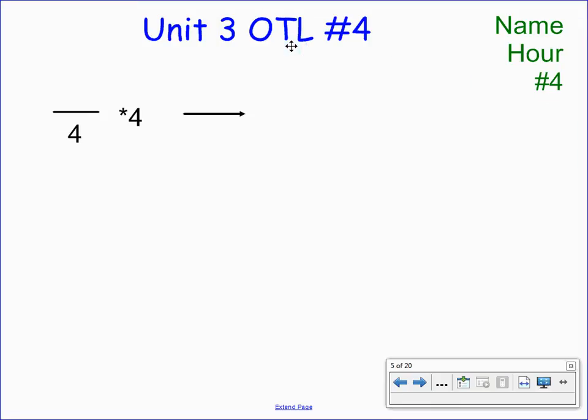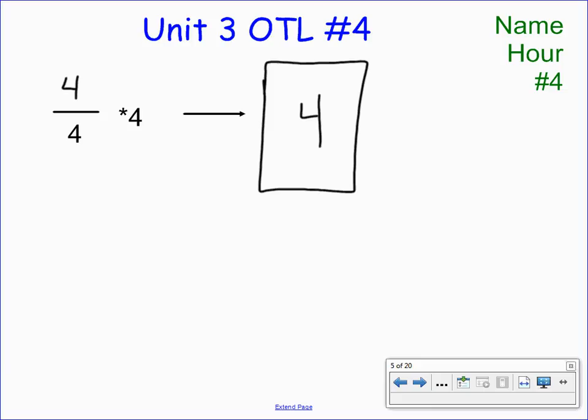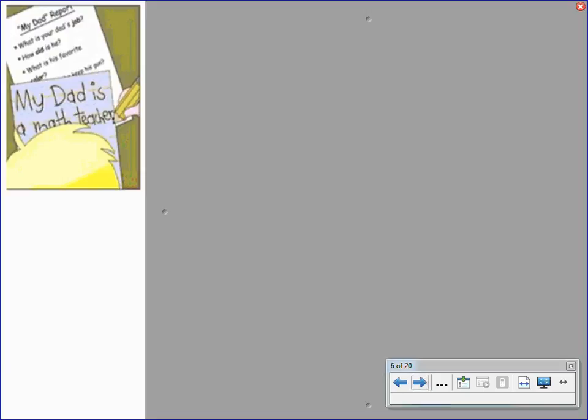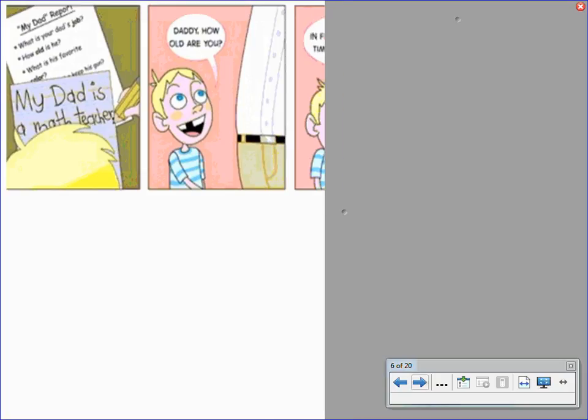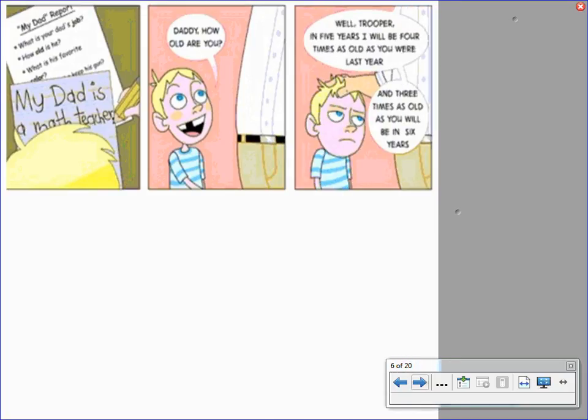So we got our OTL number 4. Okay, so let's suppose that this brought a tear to my eye. So let's suppose that my dad report, and we can see then, what is your dad's job? How old is he? My dad is a math teacher. Wait, this is so cute. Daddy, how old are you? Well, super. In 5 years, I will be 4 times as old as you were last year, and 3 times as old as you will be in 6 years.